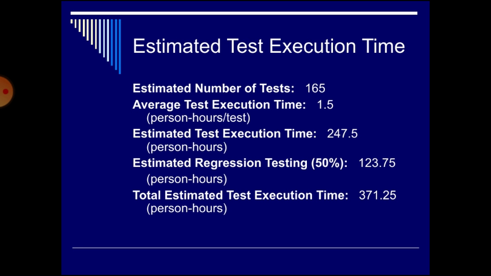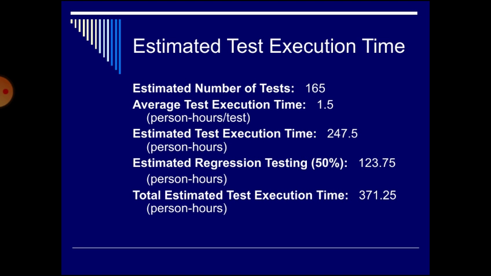Estimated test execution time: the estimated number of test cases is 165, and the average test execution time is 1.5 person-hours per test. So the estimated test execution time is 247.5 person-hours that will be spent on checking the particular tests. Means per person we are going to provide 247.5 hours for execution of the tests.